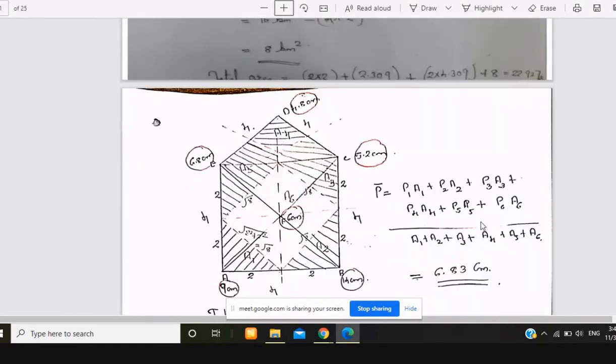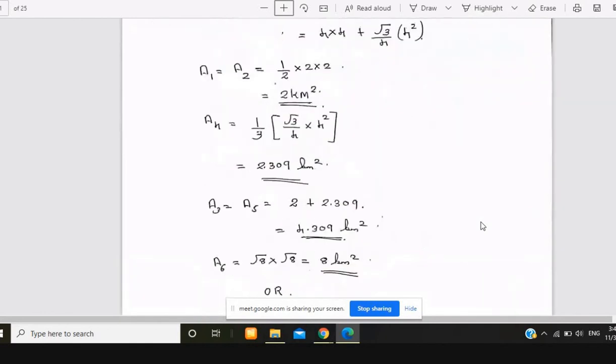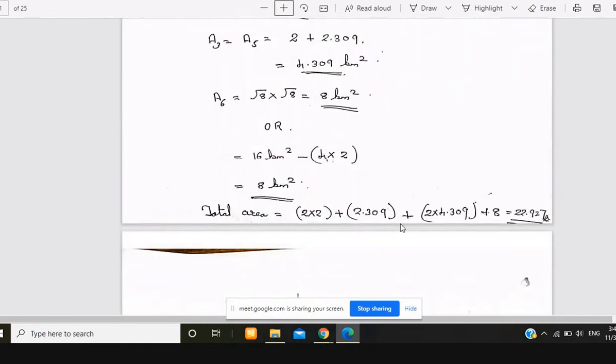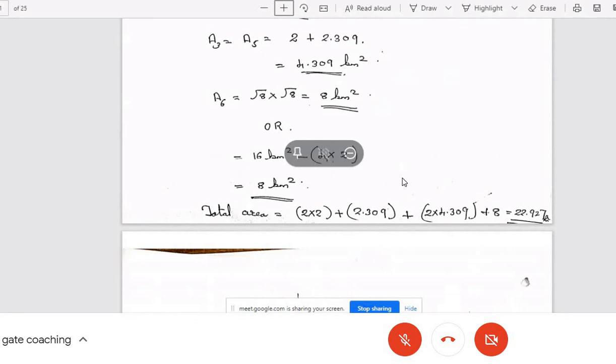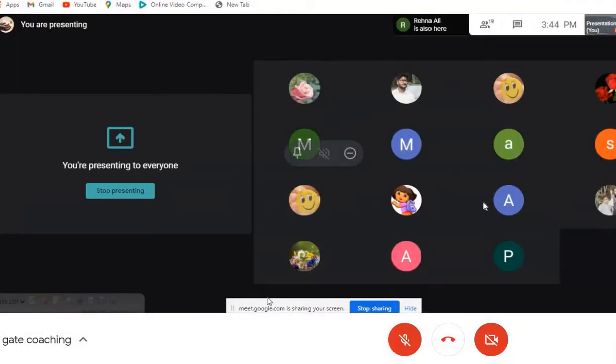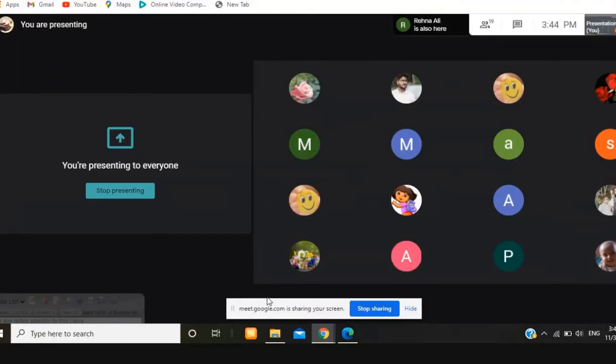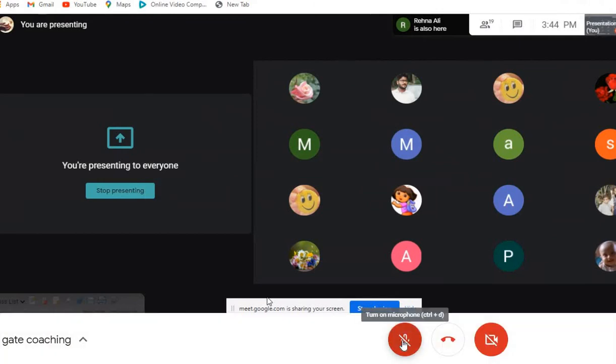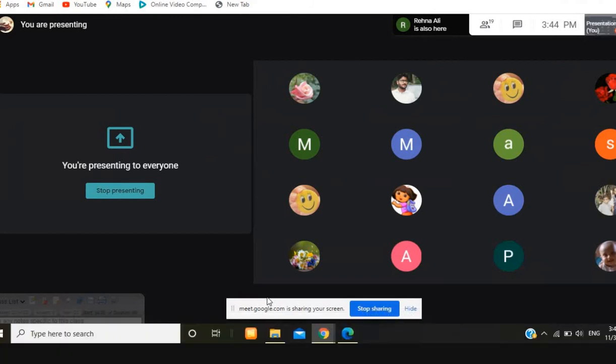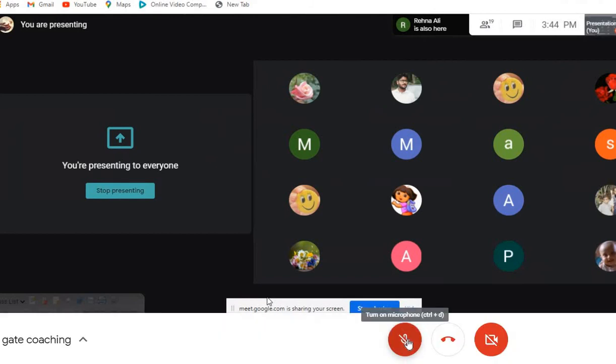I hope it is clear. This is the same thing, just somewhat clear image only. So whether that problem is clear, the main time taking process is to find out the area. Is it clear? Okay.